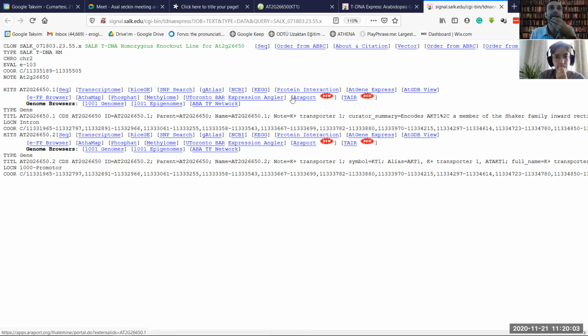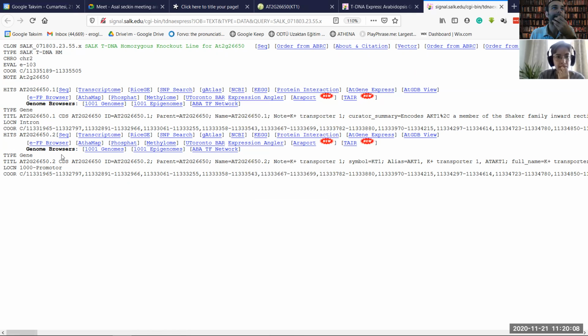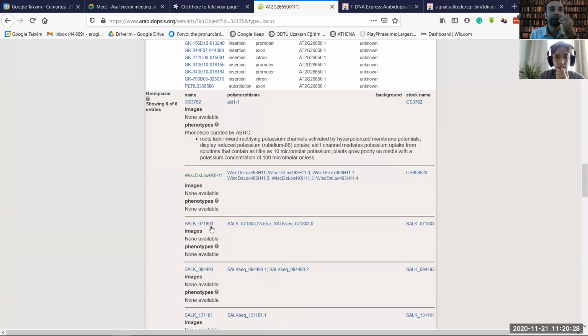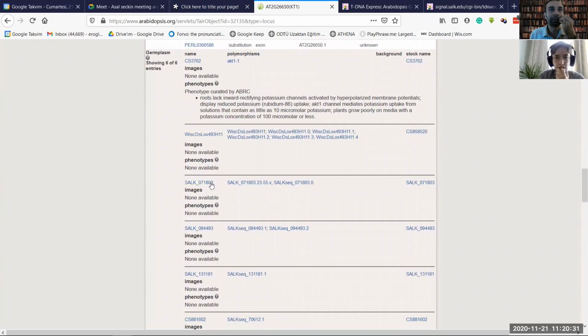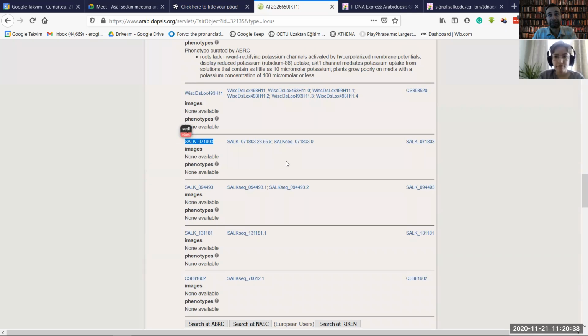Yeah, I don't think you can directly see the publications associated with it. But what you can do right now is to note down the name of the line. Okay, Salk 718 something, and then go back here. Salk 718 something. So this one, okay, this is the one we have seen. There is no description here.